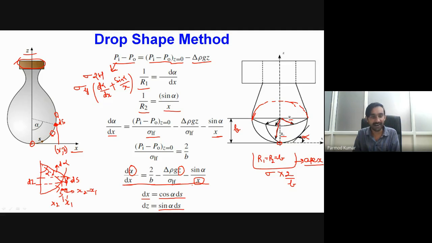Now if we have to find out the profile from this elemental surface for the entire pendant drop, we have to apply integration. So what we can do on these three different equations is apply numerical integration.